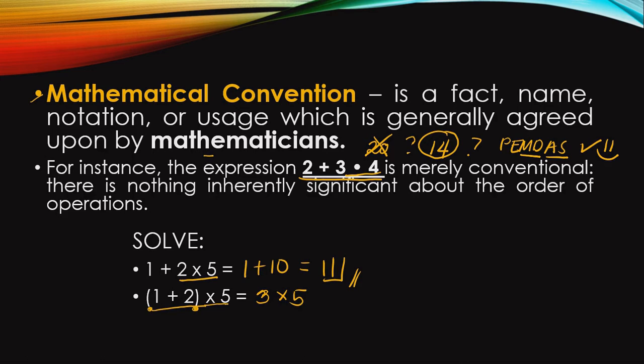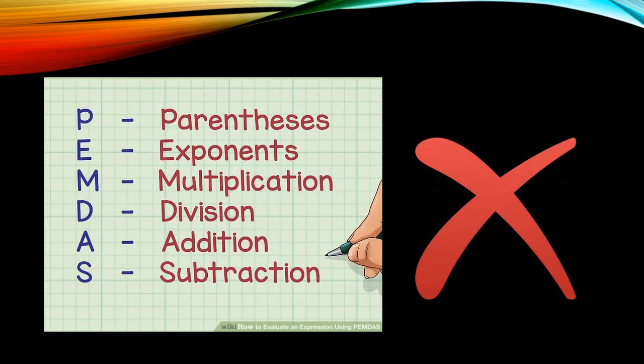I mentioned before class that we don't use the x when we do operations, unless it is algebra. But anyway, there is no variable x here, so we treat the x as the operation, multiplication. 3 times 5 is 15. The answer is different even though the values 1, 2, and 5 are the same, because of the parentheses symbol. So we are guided by the conventions in math, the rules and processes that we follow. We have here the PEMDAS.